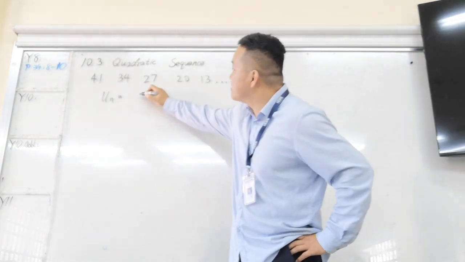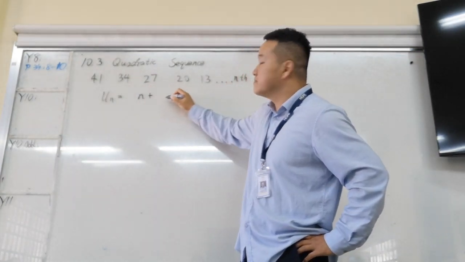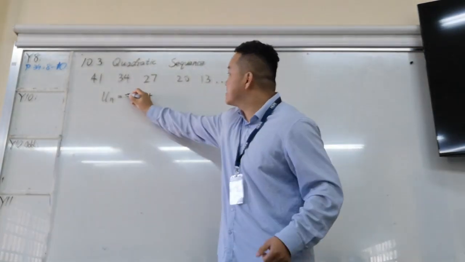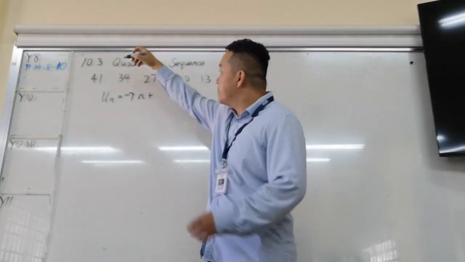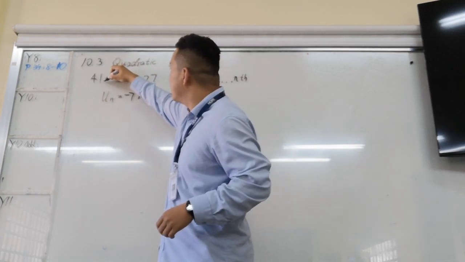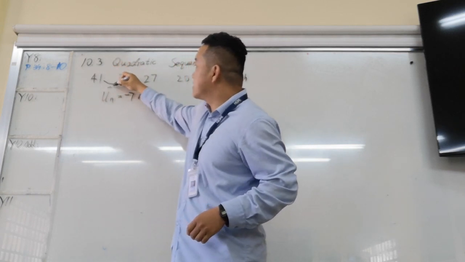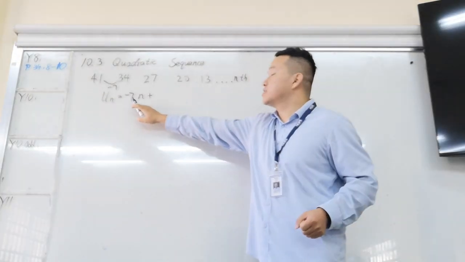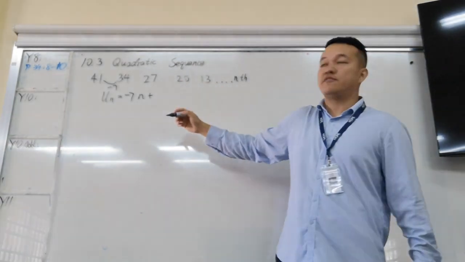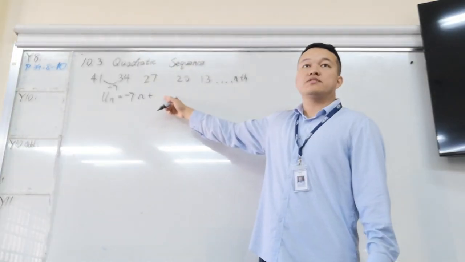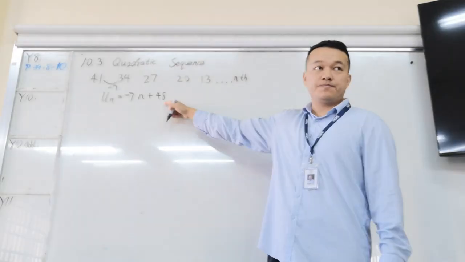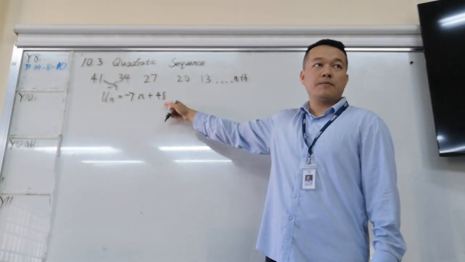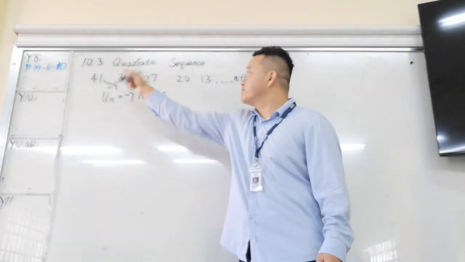You know, it's going to be something n plus negative 7n. How do you get that negative 7? Because the difference is negative 7. So this coefficient in front of n is negative 7. Okay? Plus 48. How do you get that? Because the difference from negative 7 to 41.